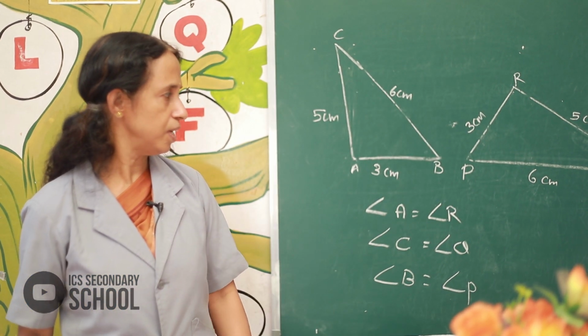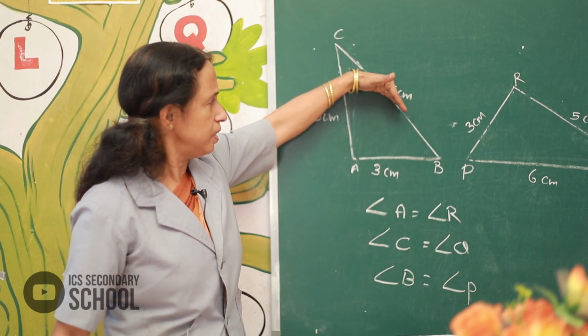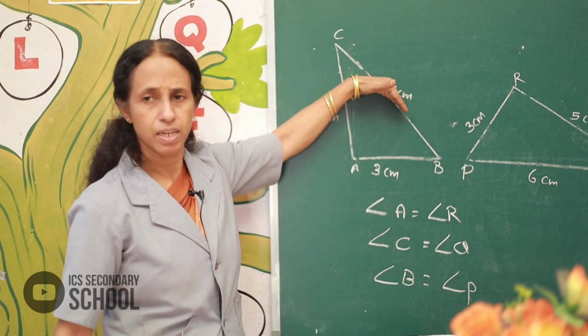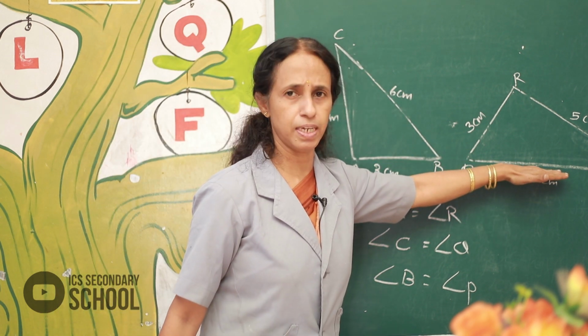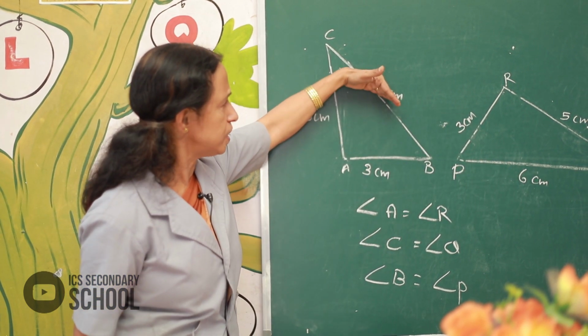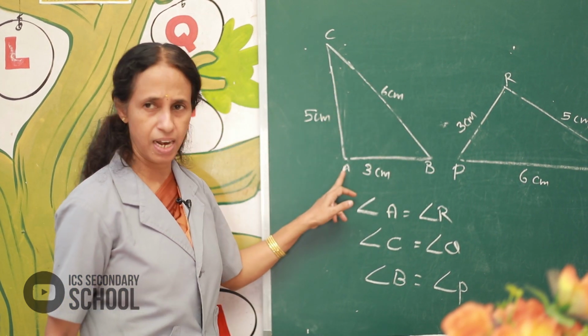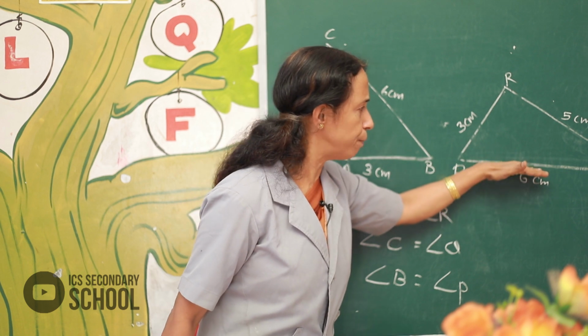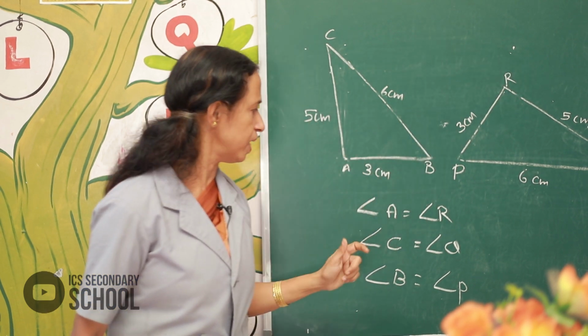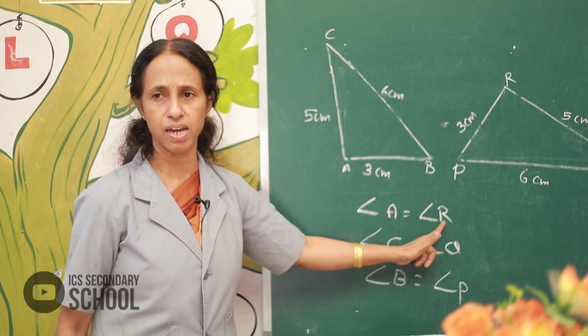This side BC is 6 centimeter. Similarly, PQ is equal to 6 centimeter. The opposite angle of BC is angle A. The opposite angle of PQ is angle R. So we can write angle A is equal to angle R.